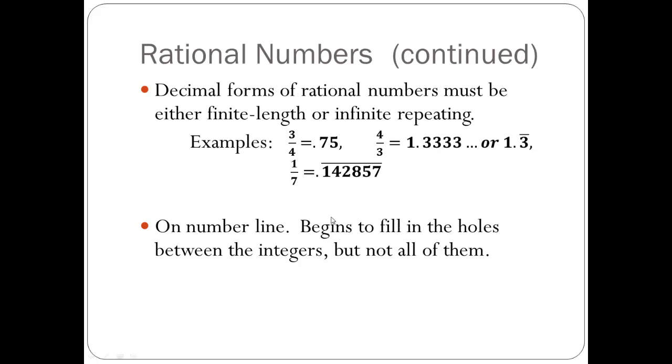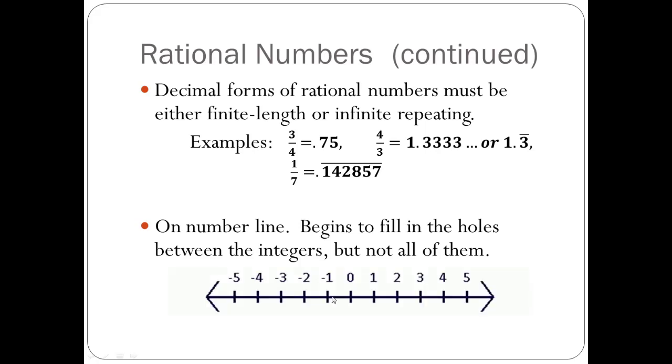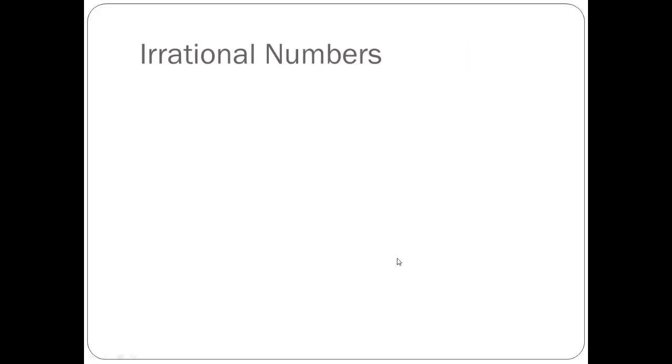The rational numbers start to fill the holes between the integers on the number line, but not quite all of them. There's still quite a few numbers that don't really fit the definition of rational numbers. No matter how you express them, they can't be written as a fraction with an integer on the top. You can approximate them, but it's not going to be exact. From there, those types of numbers are called irrational numbers.